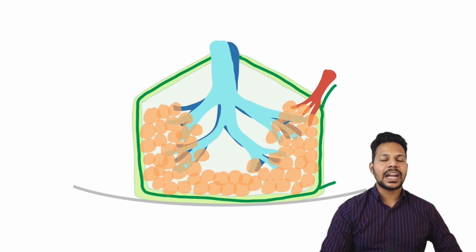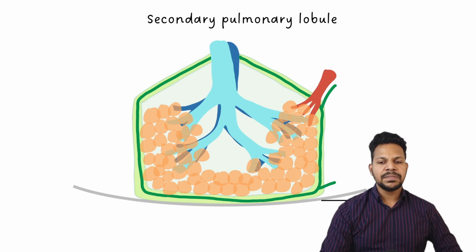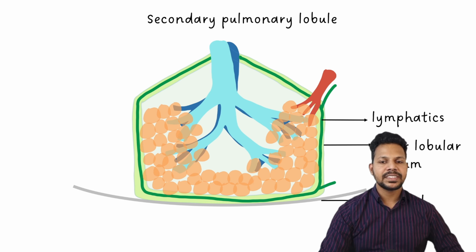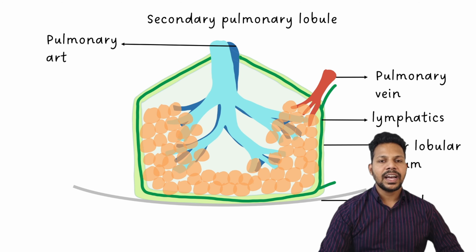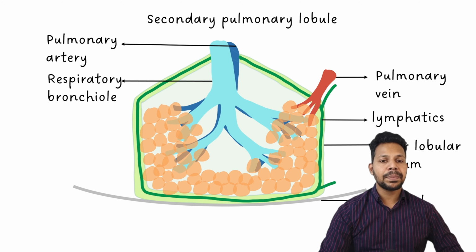Now let's understand the anatomy of the secondary pulmonary lobule. Here is the visceral pleura, and here is the interlobular septum, and along the interlobular septum are aligned lymphatics, and here is the pulmonary vein, and in the center of the pulmonary lobule there is the pulmonary artery. Accompanying the pulmonary artery we have the respiratory bronchiole, and a bunch of grape-like structures aligned around the respiratory bronchioles are nothing but these alveoli.